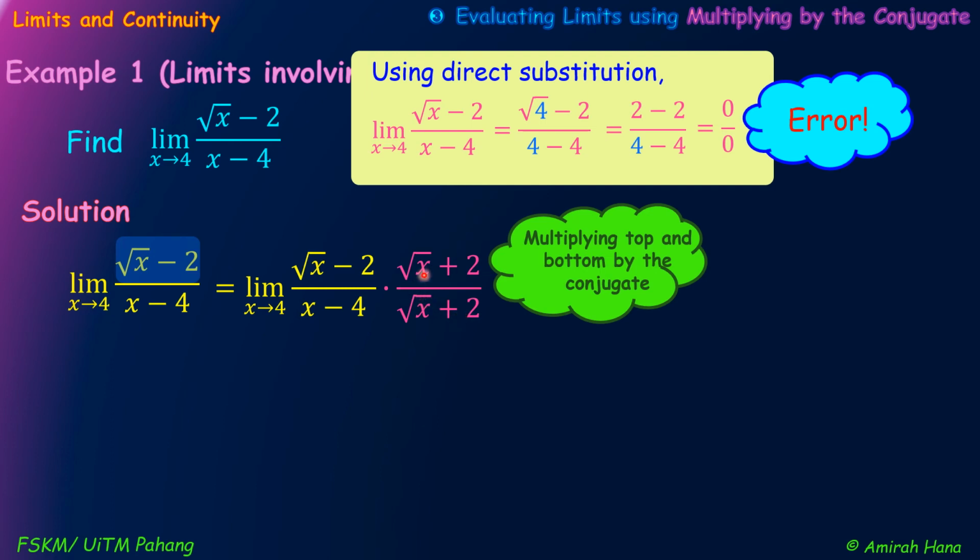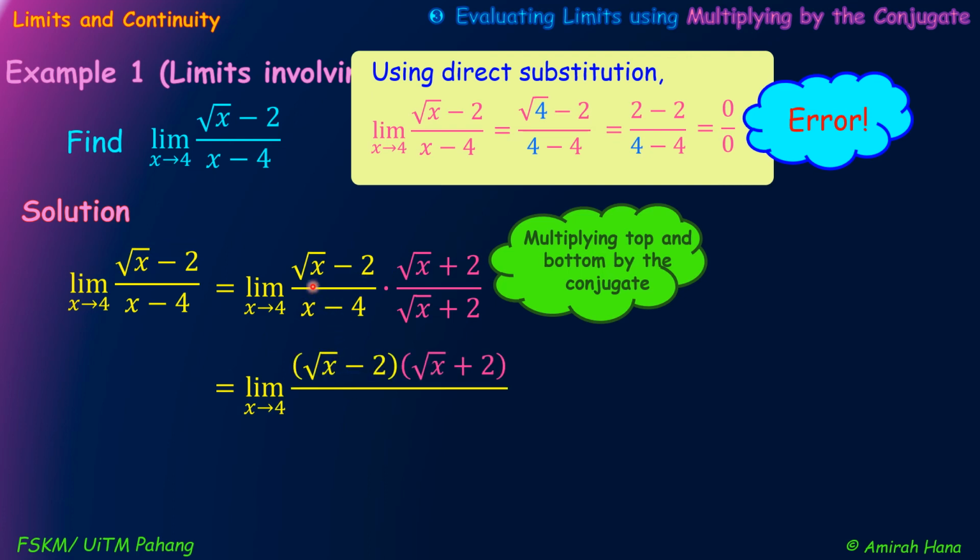Why do we need to multiply top and bottom by the conjugate? Because the top and bottom are the same, this fraction is equal to 1. And when we multiply by 1, it will not change its original value. That's why we multiply the top and bottom by the conjugate. In this case, we choose the conjugate of the numerator because the numerator is given in terms of a radical, and we want to simplify the radical sign here.